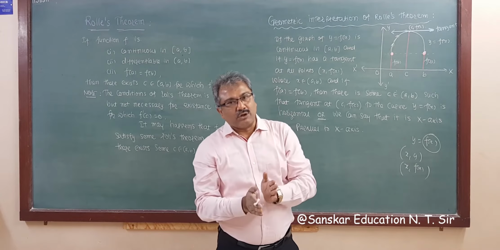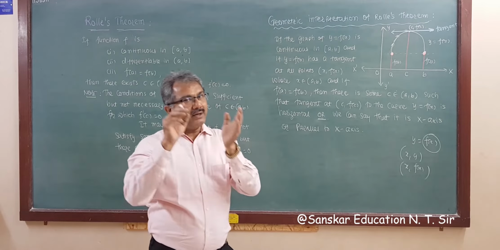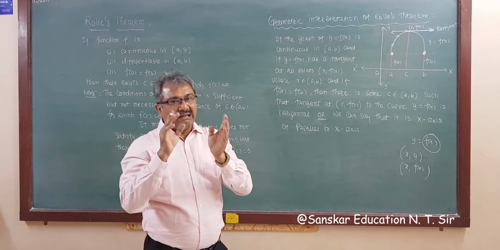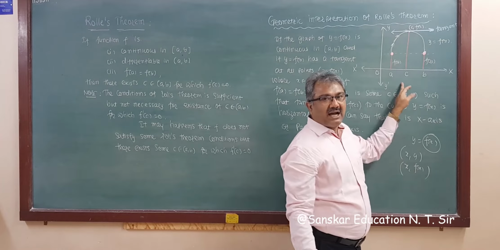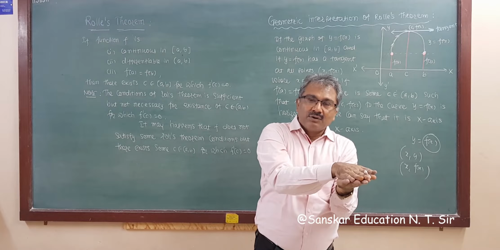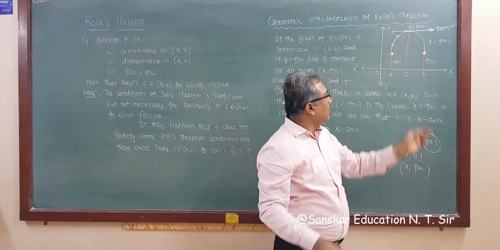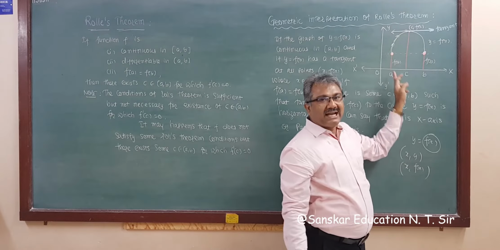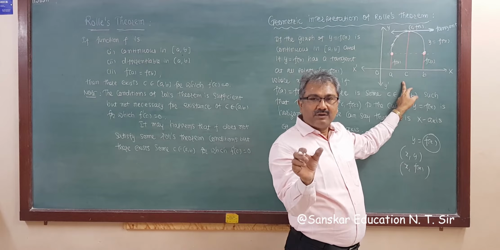So in short, remember one thing only: the geometrical interpretation of Rolle's theorem is that the tangent to the curve y is equal to f of x is always parallel to the x-axis. This is the geometric interpretation. You have to remember. Mind well. What you have to remember?